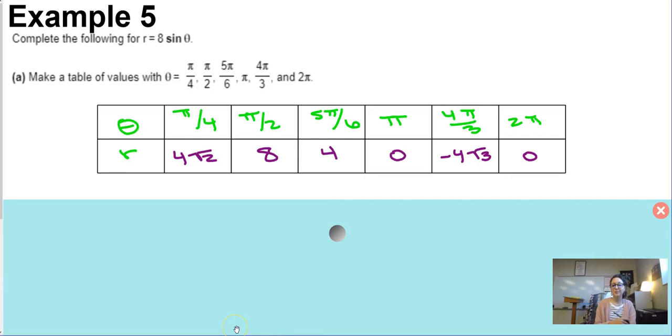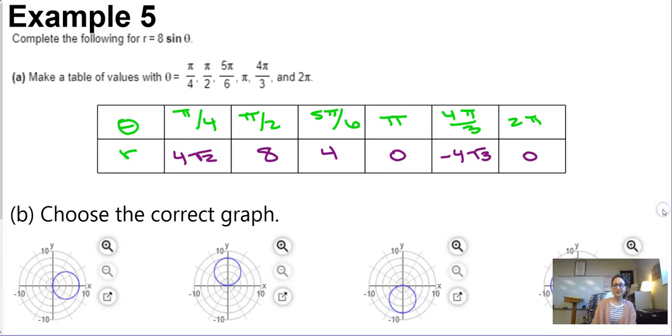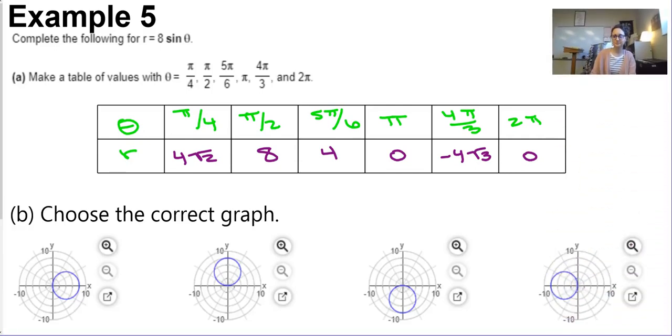Here's what I've got so you can check your answers, erase anything or change anything you need to. And now what we're going to do is match this to the correct graph. We're going to be doing more graphing very soon. Right now we just want to get you comfortable finding these values of R and theta. Here are your options to choose from.